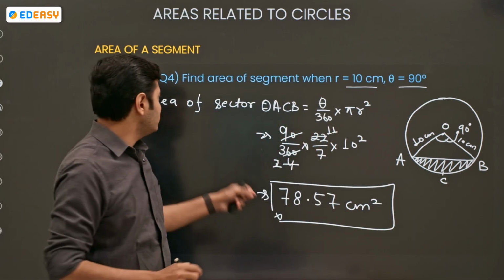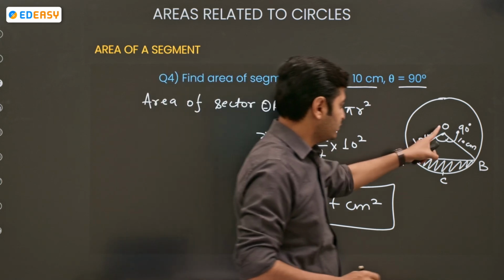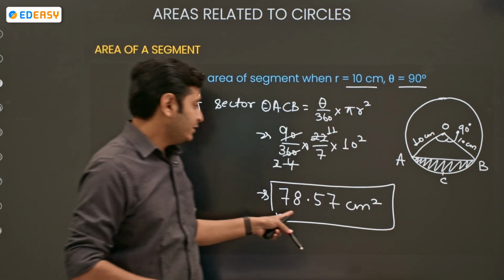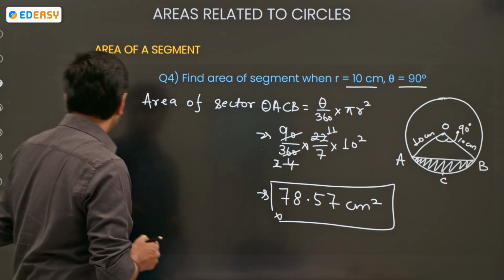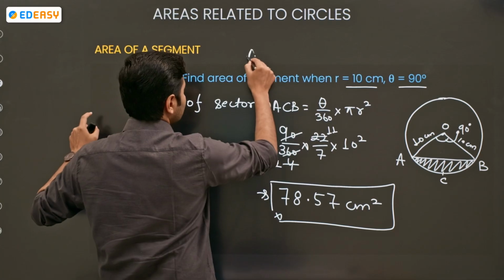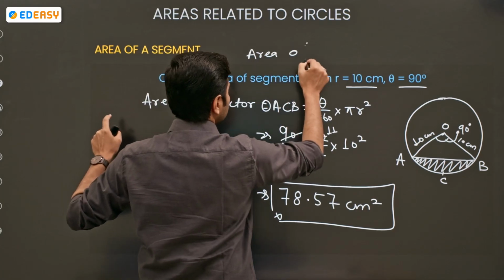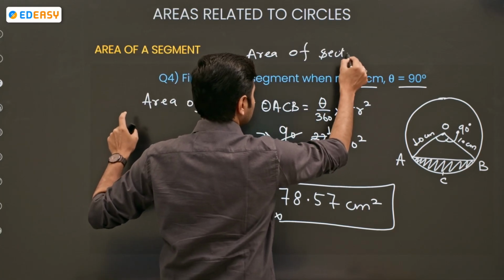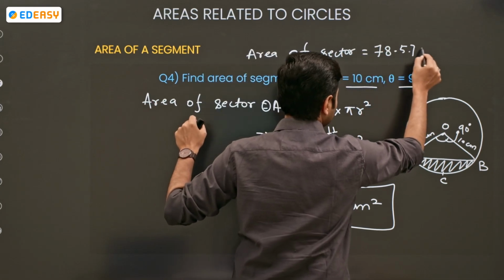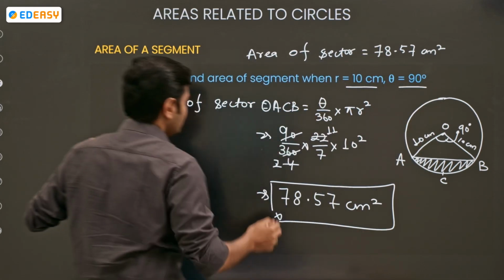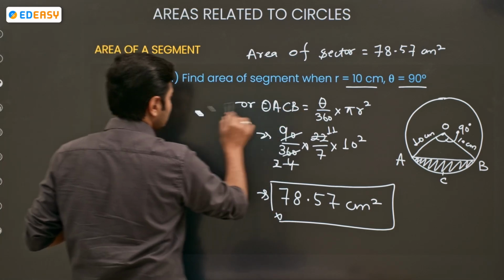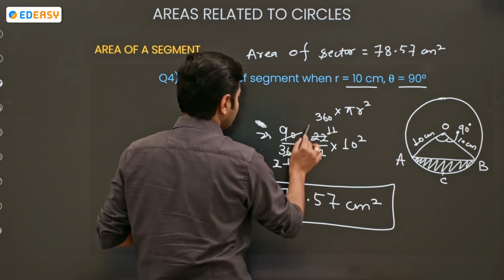Now we know the value of the area of this sector, that is 78.57. Let me write down the area of sector here: area of sector is equal to 78.57 centimeter square. Let me raise this portion because I need some space to find the area of the triangle so that we can find the area of the segment.